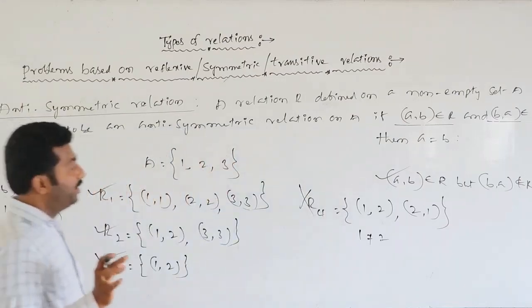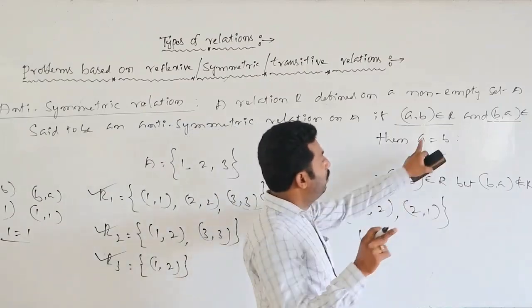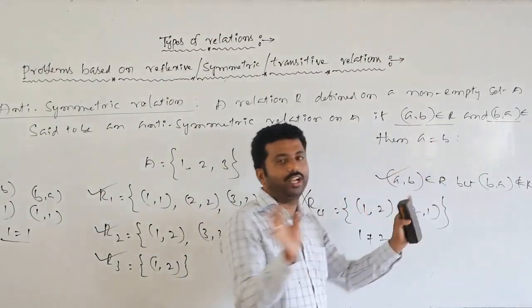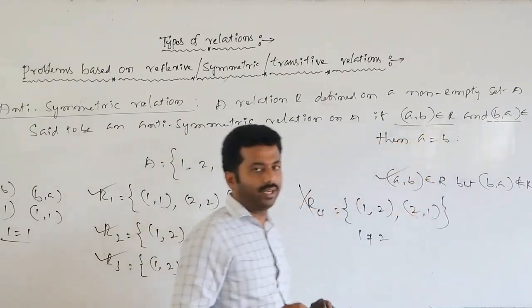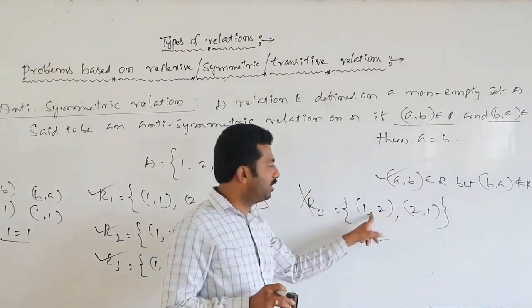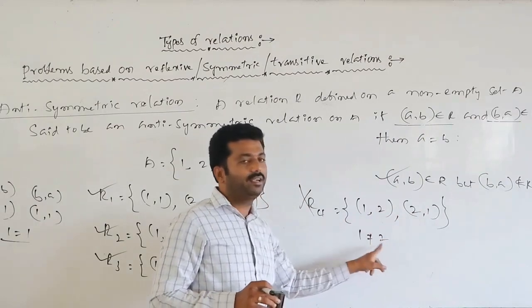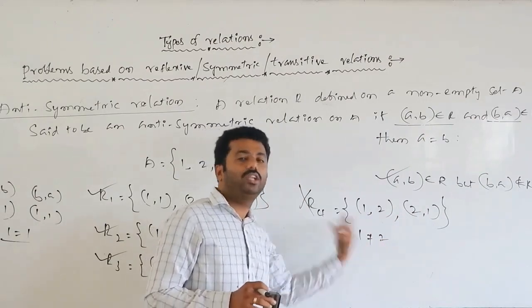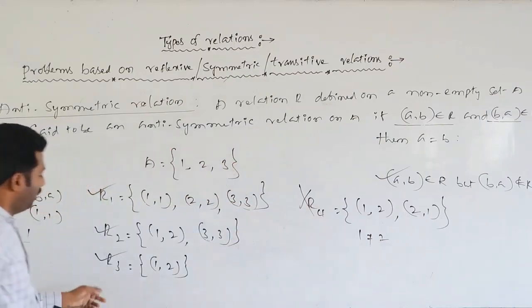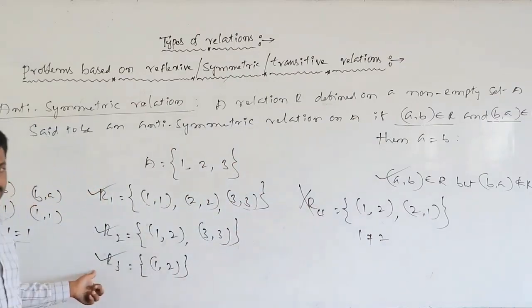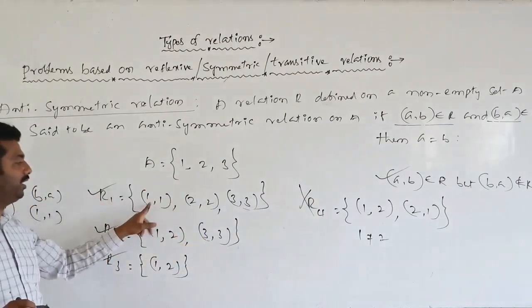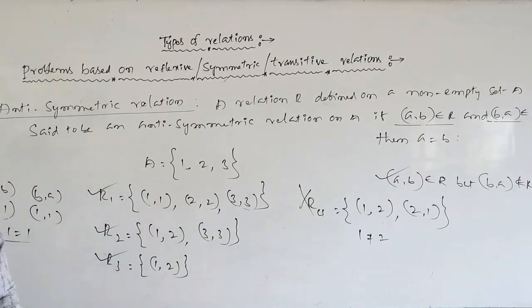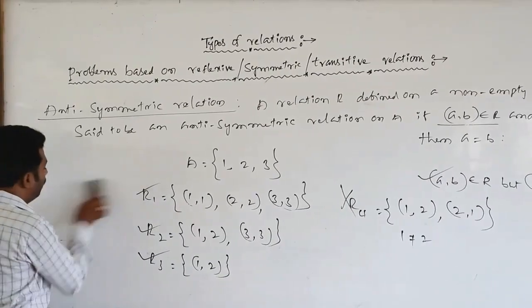So the anti-symmetric definition is: AB, BA both are there, then A equal to B. If A is not equal to B, that is not anti-symmetric. One definition: AB is there, BA is not there, trivially anti-symmetric. If AB, BA both are there, check whether the first component and second component are equal or not. If they are not equal, not anti-symmetric. AB, BA both are there but A equal to B, this is anti-symmetric. So like this we have to define an anti-symmetric relation on a non-empty set.